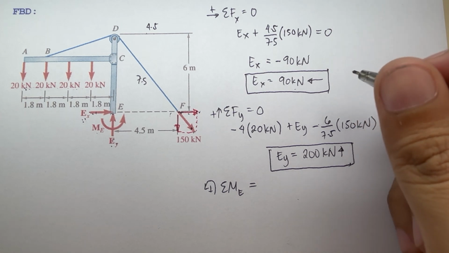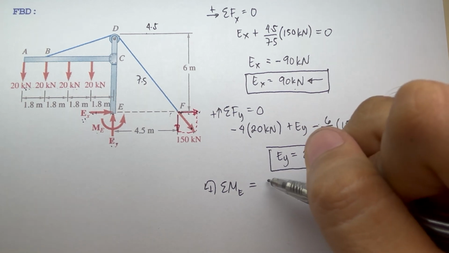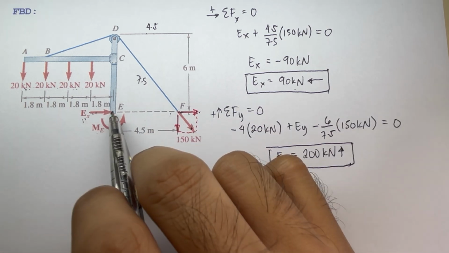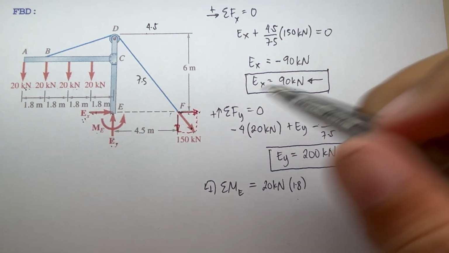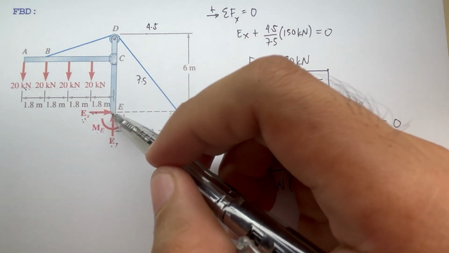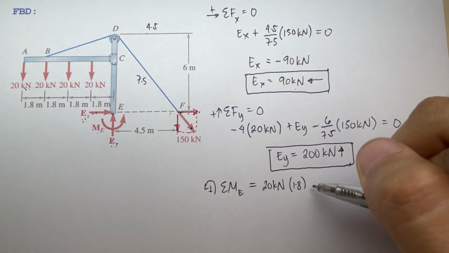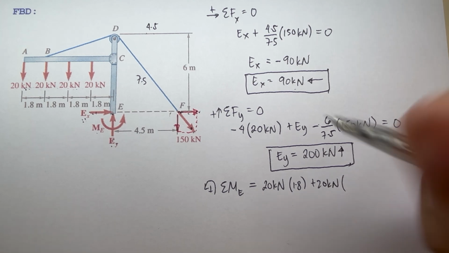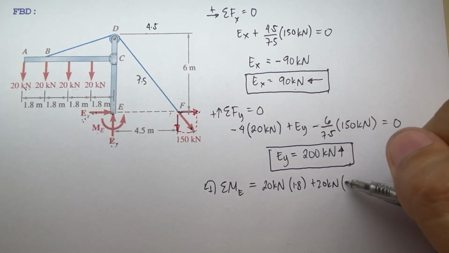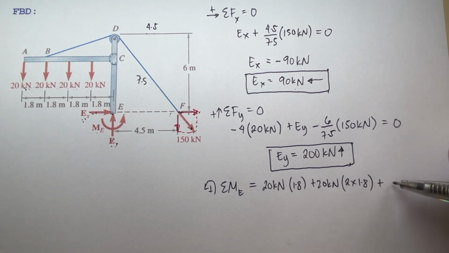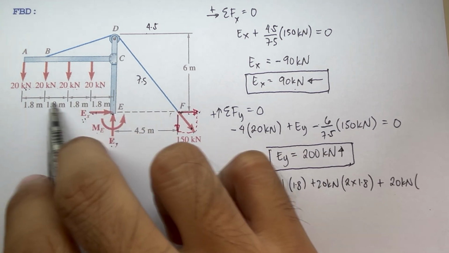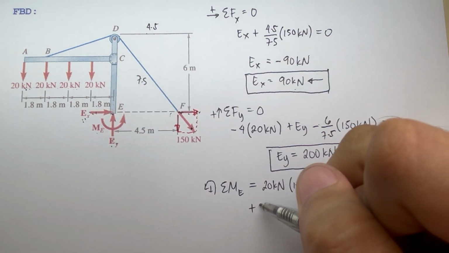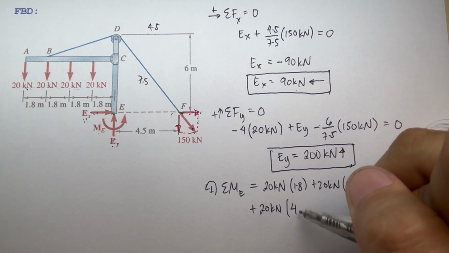First we have 20 kilonewtons. The moment arm is 1.8, the distance from here to here. And it's positive, it tends to rotate counterclockwise. Then we have the second 20 kilonewtons times double the distance, 2 times 1.8, plus our third 20 kilonewtons, triple the distance, 3 times 1.8. Then lastly, the last 20 kilonewtons times 4 times 1.8.